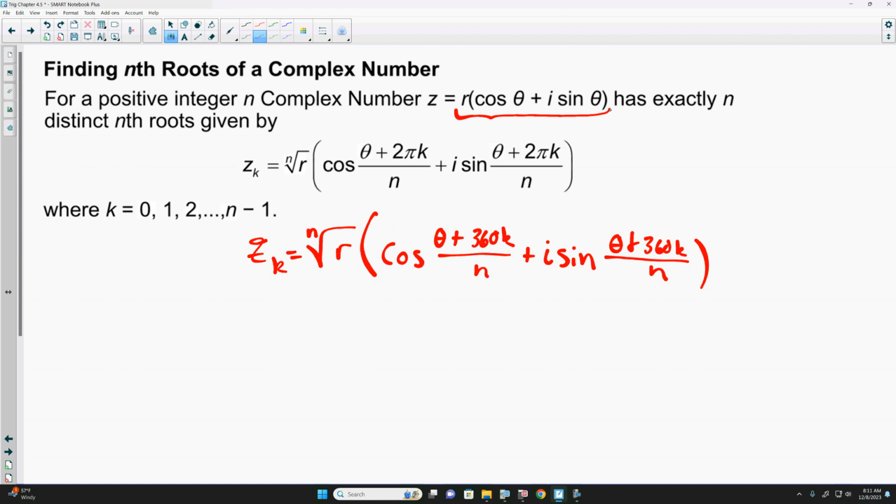Then we need to find our nth root of r and have our theta and n plugged in here. And the k is always going to be 1 less than whatever n is. So if n is 3, it's going to be 0, 1, 2. If it's 4, it's 0, 1, 2, 3. If n is 2, it's 0 and 1. So we have this here.